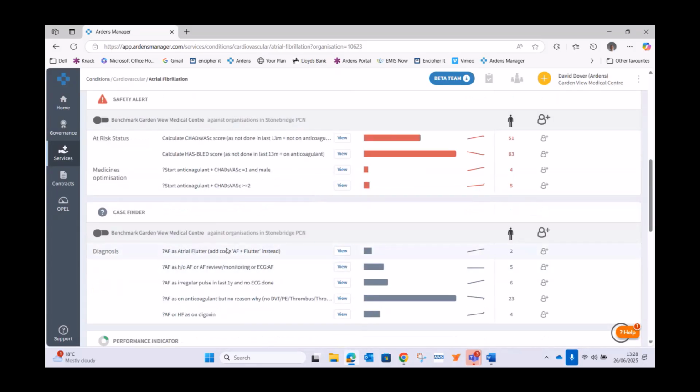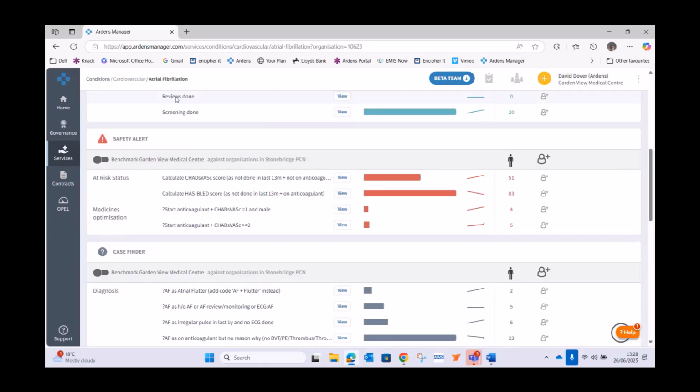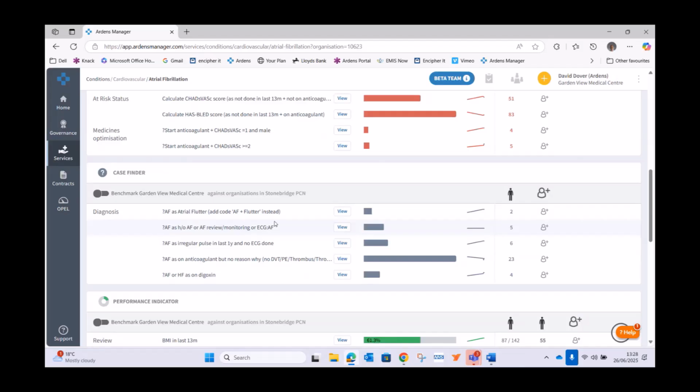We've got case finders, not to go into too much detail, but these are patients who are not on the atrial fibrillation register, although they do have an indication on their record somewhere that they probably should be. So they've had a particular code added, whether someone's done a review or monitoring, but they've never actually diagnosed and placed that patient on the register. Again, it could lead to extra appointments if that patient's not being well controlled and reviewed as they should be.